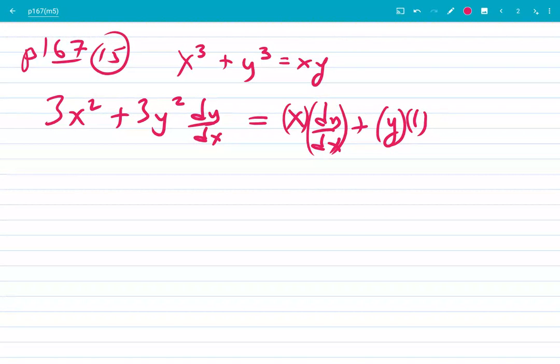Okay, so what you got to do is get dy dx alone. So let's think about this. Subtract this from both sides. Get all the dy dx's on one side. Subtract this from both sides, right? And get everything else on the other side.